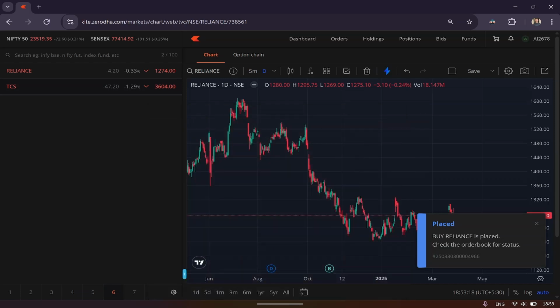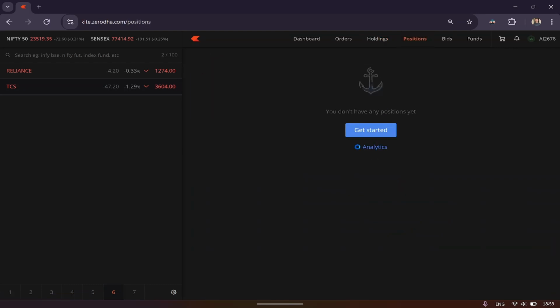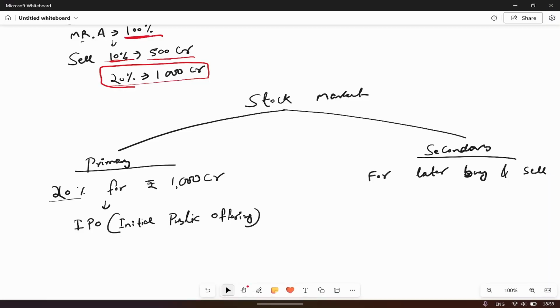Now, currently it is Sunday. Market doesn't operate on Sunday unless it's Holi. Sorry, not Holi, Diwali, because on Diwali the market is open for 1 hour in the Muhurat trading session. So the market is closed now, so my order will not get executed. But if the market had been open, on Monday or any other day, my order would have executed, and I would have seen my position here that I have already bought one share of Reliance at 1,275 rupees. But now the market is closed, so this is the secondary market where you can buy and sell previously issued shares which are already trading in the market.